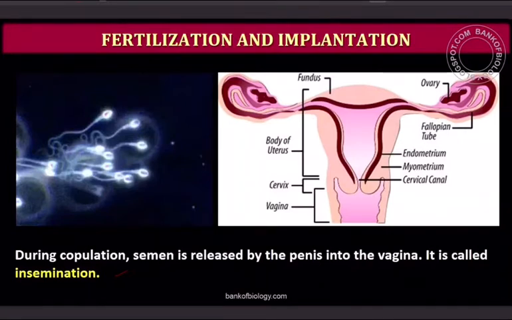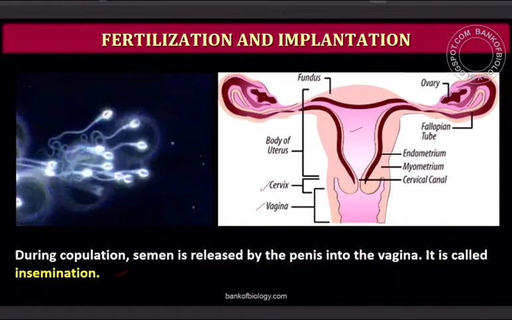So during copulation, semen is released by the penis into the vagina. It is called insemination. So the process of release of semen having the sperms, male gametes, into the female reproductive tract is called insemination. As we said, many sperms will be released and out of that the fastest one will be able to meet the ovum in the female tract.